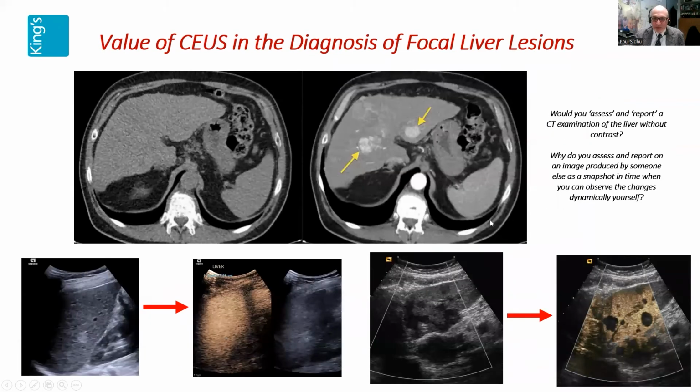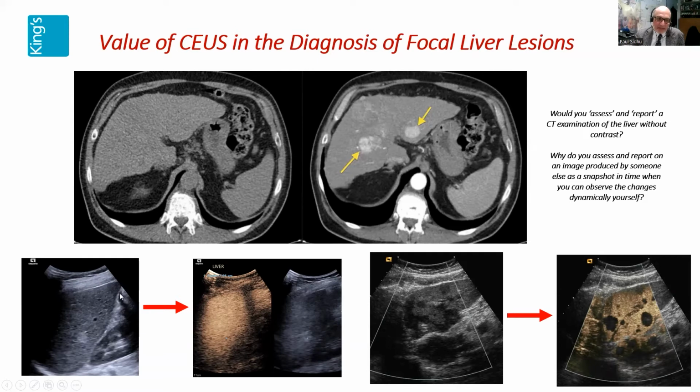So let's just pause for a moment and think about this philosophically. No self-respecting radiologist would report an unenhanced CT in a cirrhotic patient. You will want to have contrast administered to pick up that HCC.